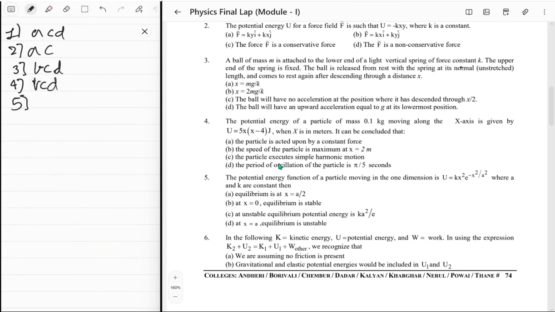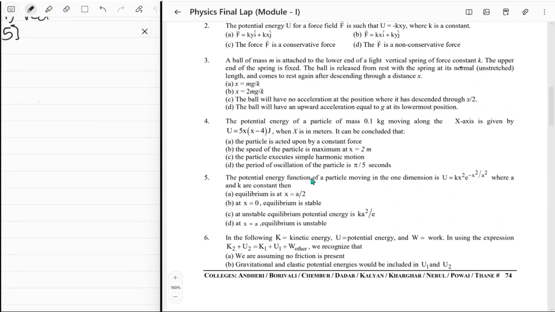Fifth. The potential energy function of a particle moving in one dimension is U equal to this expression, where A and K are constants. Then, ये गलत है भैया. x square और यहाँ पे e power, that's not right. Fine. So अपने को force निकालना पड़ेगा, right? So negative derivative, negative of k x square and then e power... हाँ ठीक है, उसका derivative लेना है.